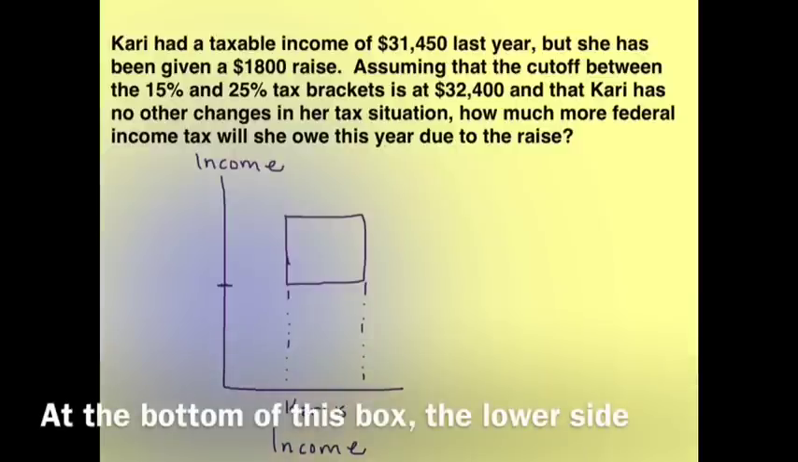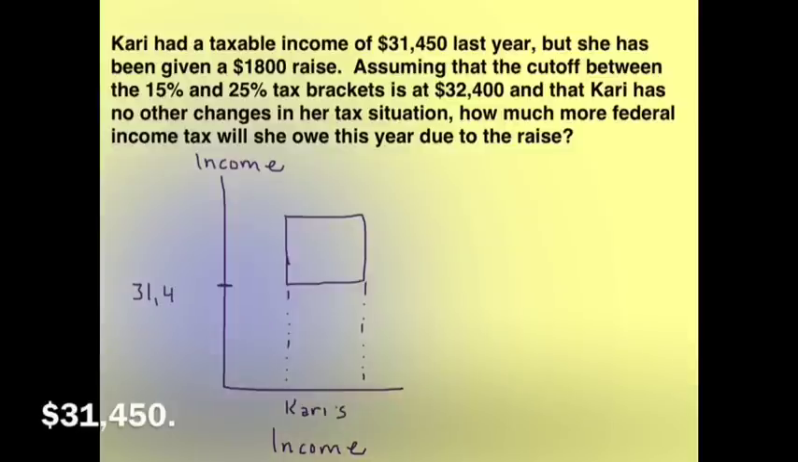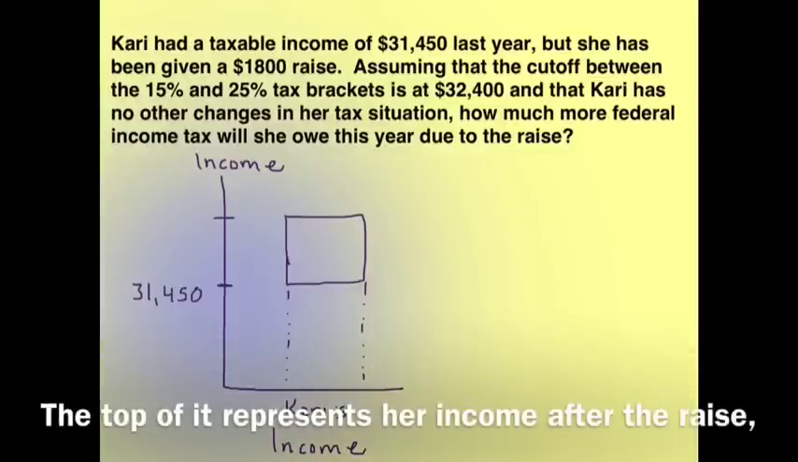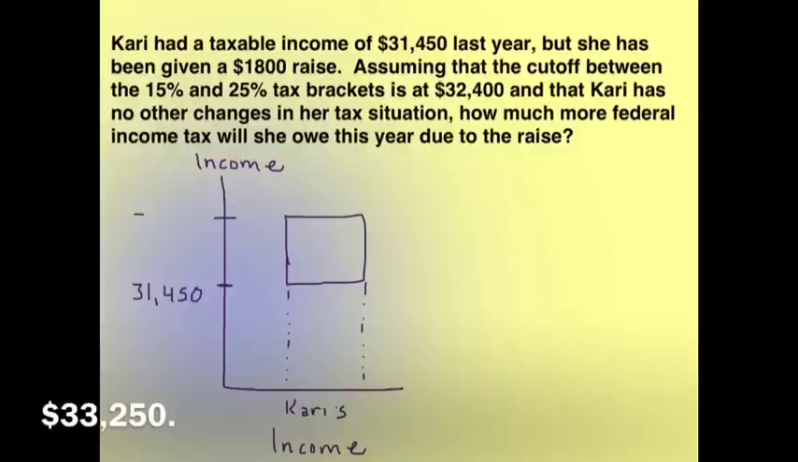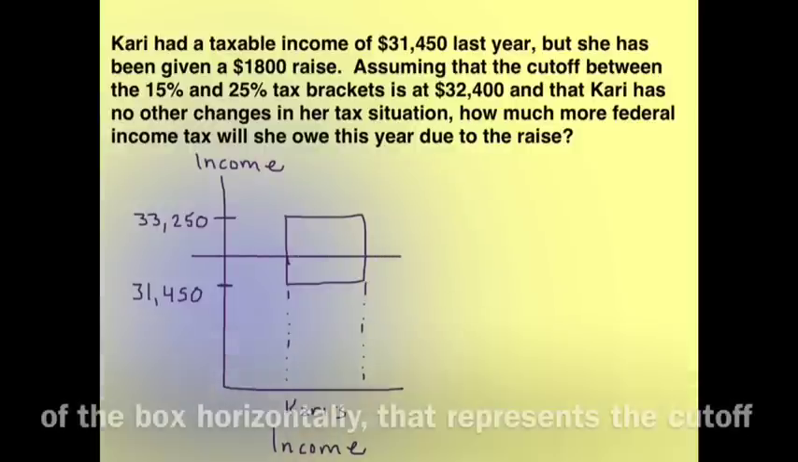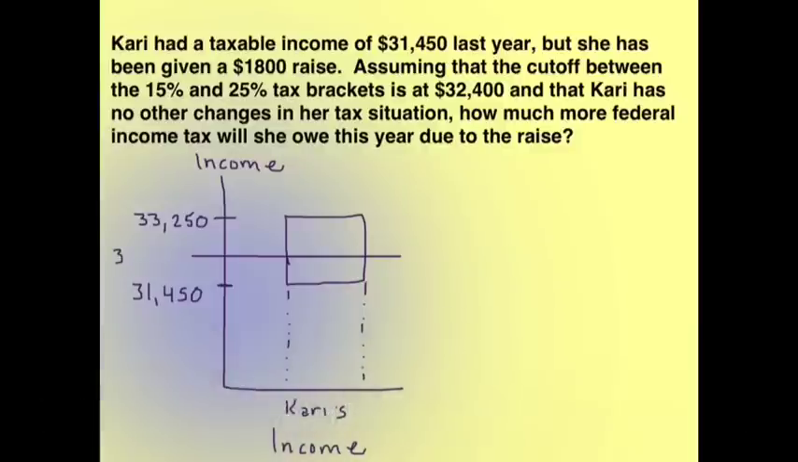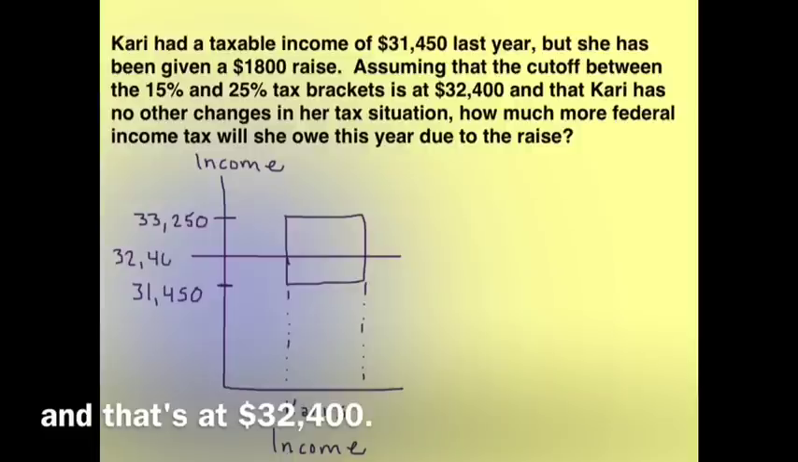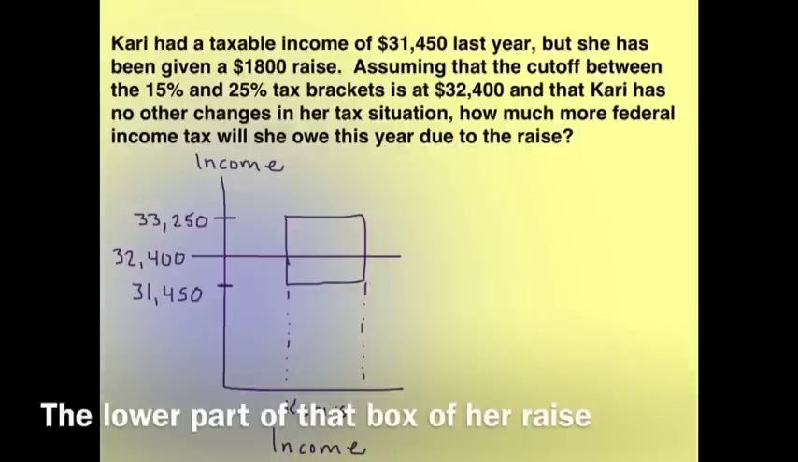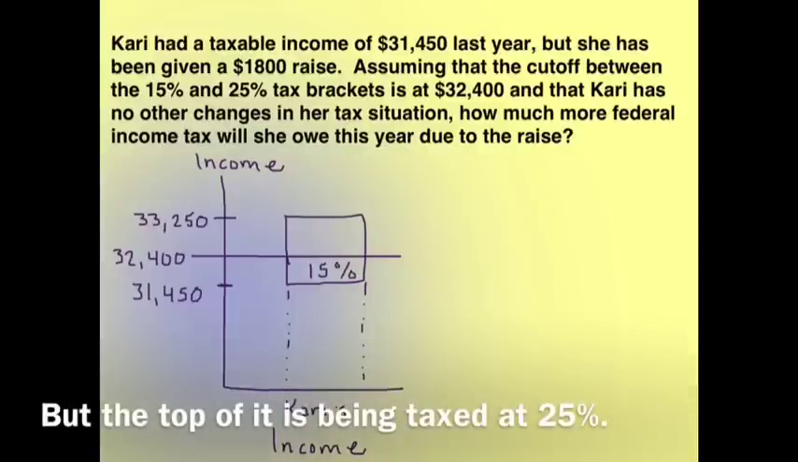At the bottom of this box, the lower side of it represents her income before the raise, $31,450. The top of it represents her income after the raise, $33,250. And we have a line going right through the middle of the box horizontally that represents the cutoff between the 15 and 25% tax brackets. And that's at $32,400. The lower part of that box of her raise is still being taxed at 15%. But the top of it is being taxed at 25%.